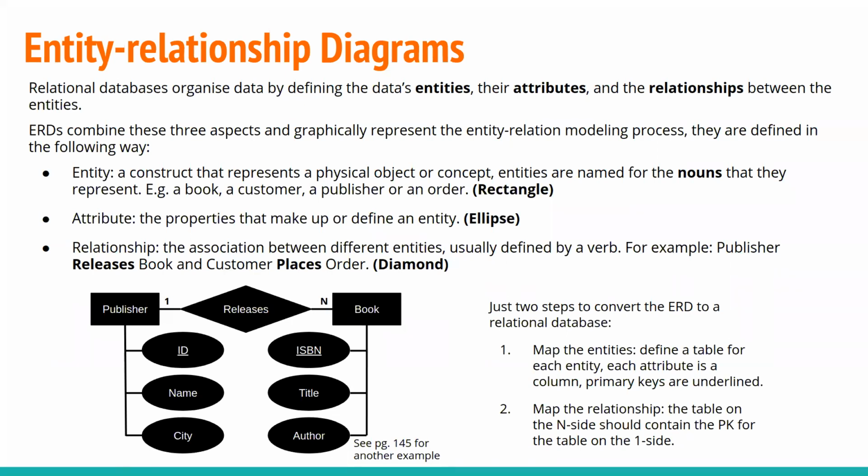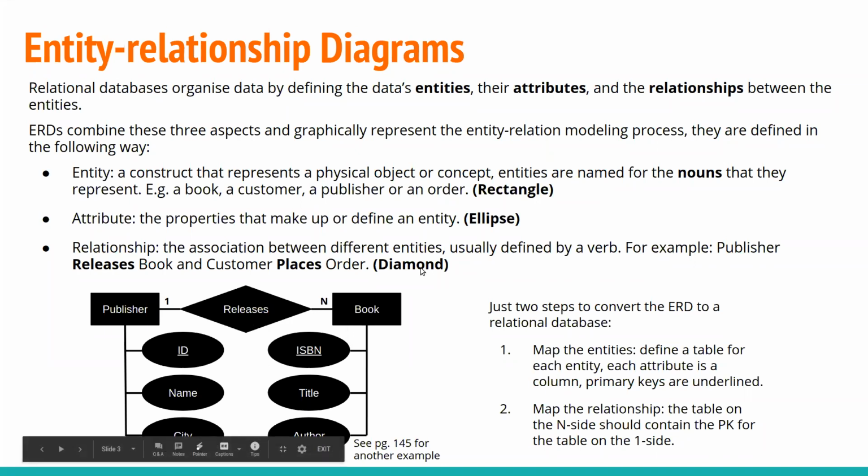And then we have step 2, which is mapping the relationship. We have this relationship between publishers and books, and what we have to do is say the table on the N side, so book, each book is also going to have a column that references the ID of the publisher that published it. It'll make more sense when you see it on a table now.